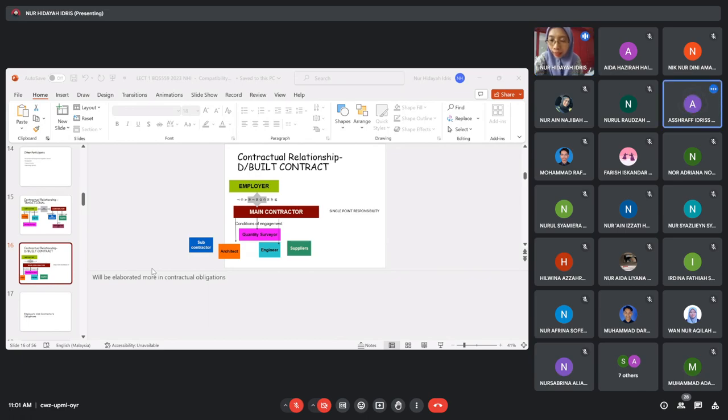Idris? Yes. What else can you say? In terms of design liability, what will the contractor do about the design in a traditional contract? Is he going to design anything, or is he just following the drawings and plans supplied by the consultants of the employer? Yes, the contractor just follows. So the main contractor will just follow the drawing.